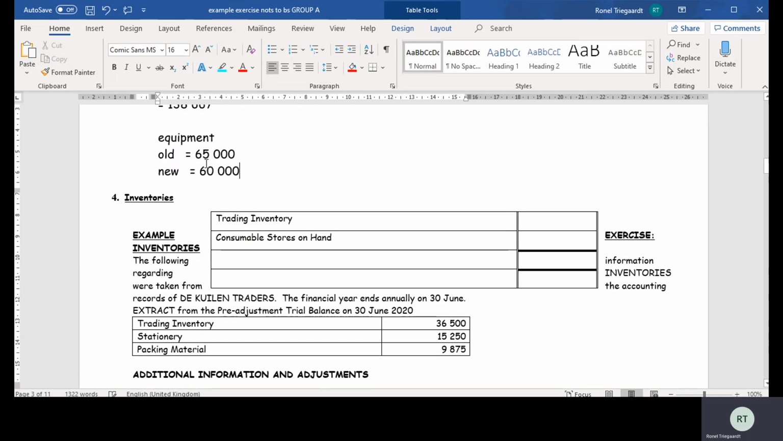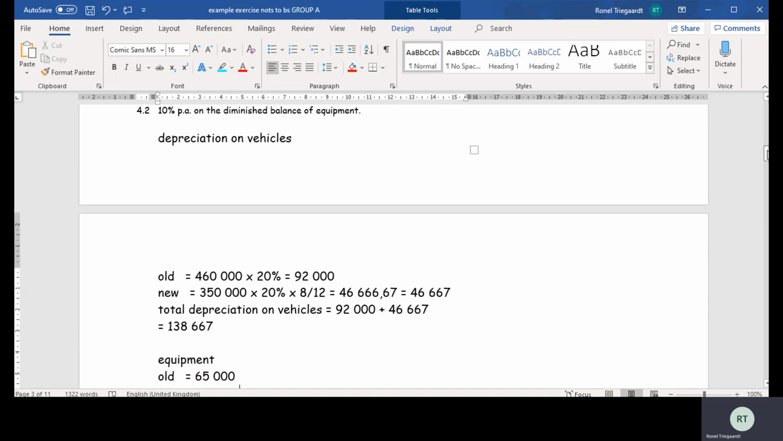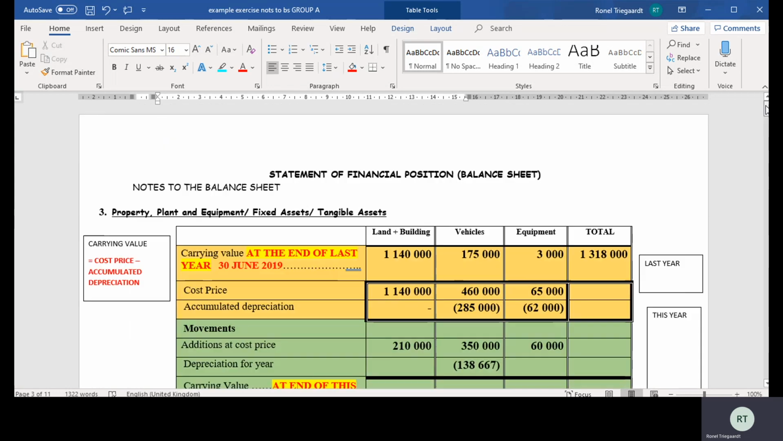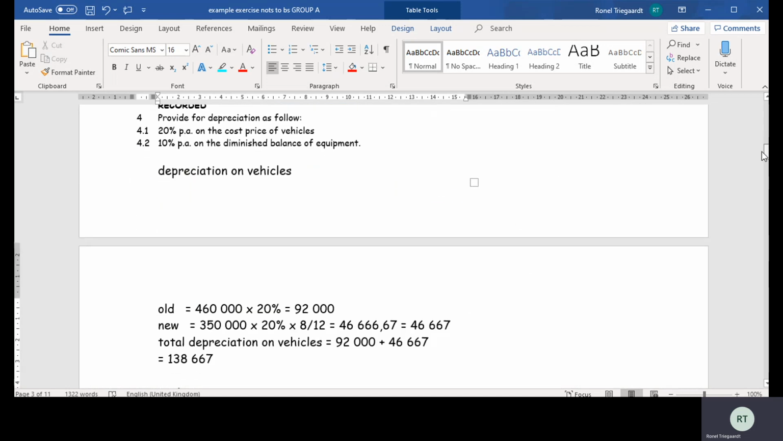Are you fine? Now, what is the depreciation? What do they tell us about this depreciation? It's 10% per year on the diminished balance. Diminished balance means take the balance and minus first. We can only use diminished balance for our old equipment because the new equipment doesn't have any depreciation yet. So I'm going to take the old equipment, the 65 minus the 62.